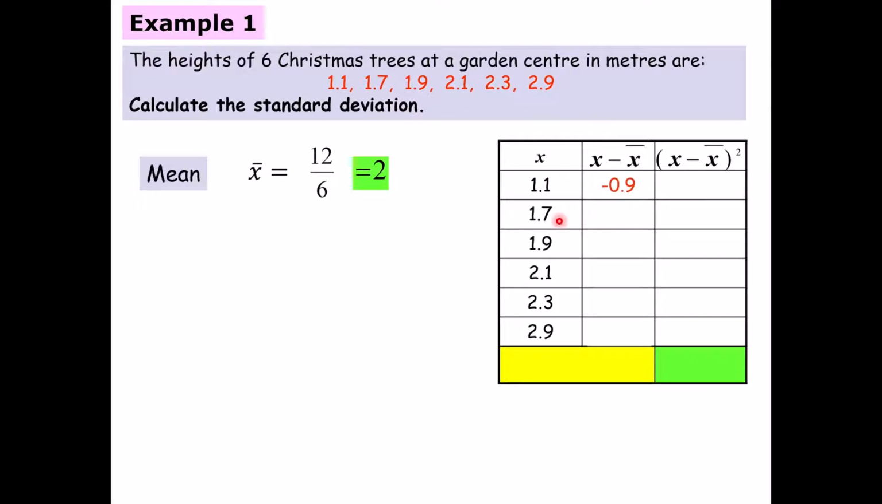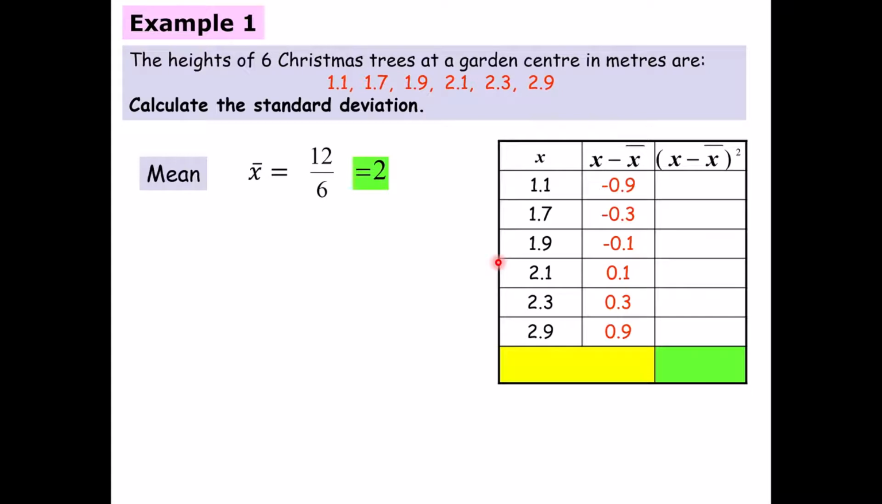This time we're going to take 1.7, subtract our mean, which is 2, so 1.7 subtract 2 is negative 0.3. We're then going to take 1.9 subtract 2 to give us negative 0.1. Then 2.1 subtract 2 to give us 0.1. 2.3 subtract 2 to give us 0.3. And then 2.9 subtract 2 to give us 0.9.